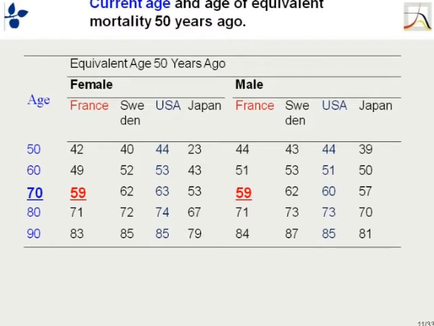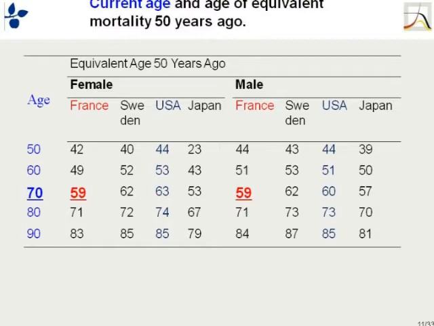And this has major implications for retirement policy. The French have been reluctant to raise the age of retirement, but you can see that they should. And the same thing is true for France at other ages. 50 is compared to 42. 90 is the new 83, and so on. And the same thing is true for other countries and for men as well as for women. On average, if you take the shift in equivalent age across all these countries and ages, it's about a decade, about 10 years on average. So in 50 years, senescence or aging has been postponed by about 10 years.